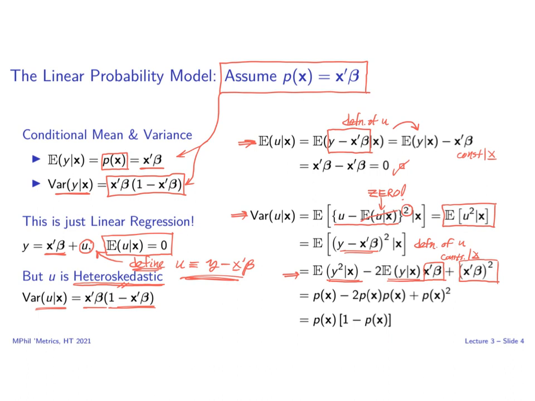Recall from the previous slide that we calculated the expected value of y squared given x is equal to p of x, and moreover, that the expected value of y given x is equal to p of x itself. And indeed, because the linear probability model assumes that p of x is x prime beta, we see that the variance of u given x is equal to p of x minus 2 p of x times p of x plus p of x squared. Simplifying this expression, we obtain p of x times 1 minus p of x as asserted.